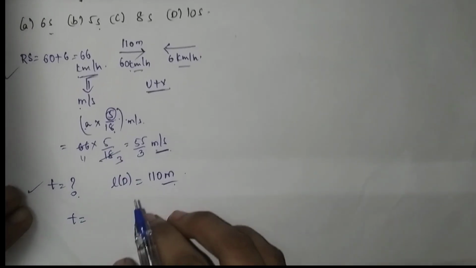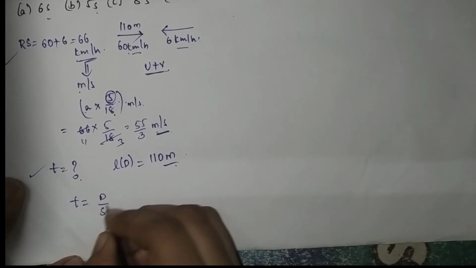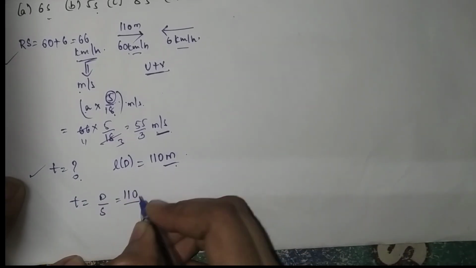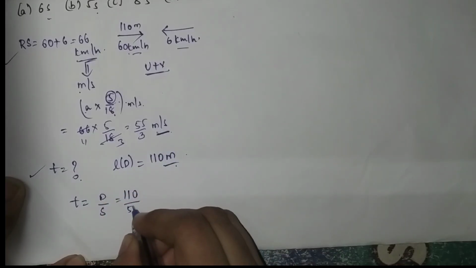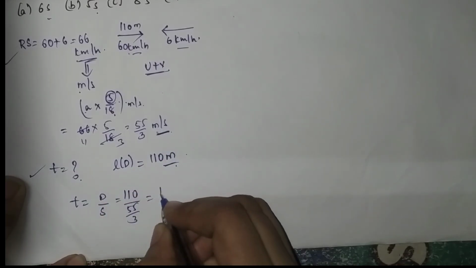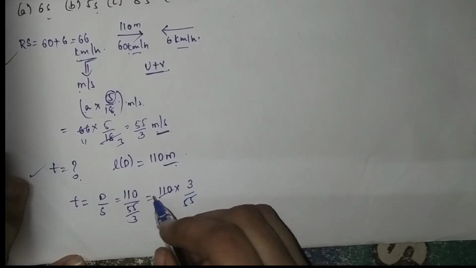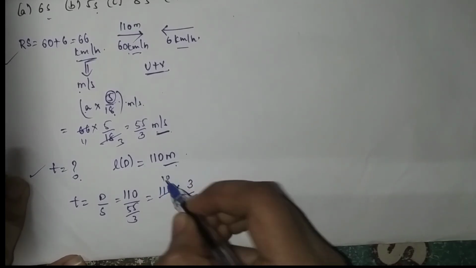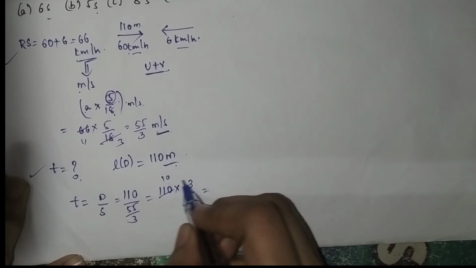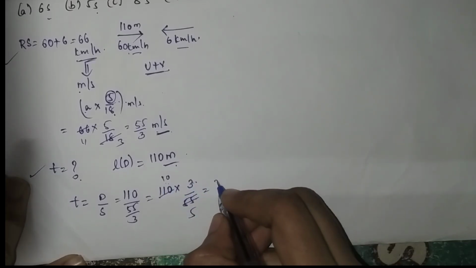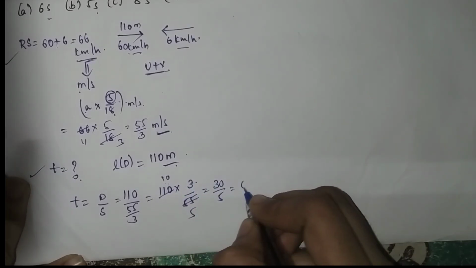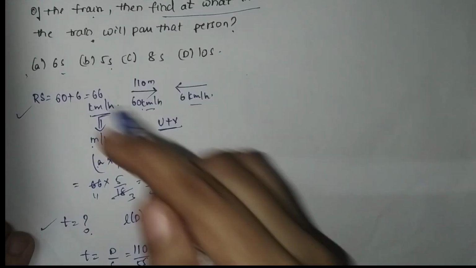So what is the time formula? Distance by speed. What is the distance? 110. What is the speed we got? 55 by 3. Reciprocal 3 by 55. In the 11 table, 11 into 10, 10 times, 55, 5 times. So 10 into 3, 30 by 5. In the 5 table, 6 times. So 6 seconds. So the correct answer is A.